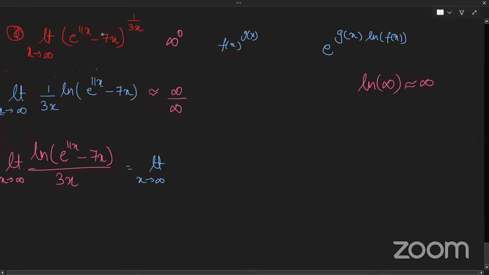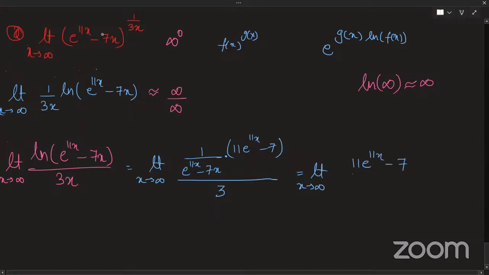What is the derivative of ln x? 1 by x. So it will come down as 1 by e raised to 11x minus 7x. And then I need to differentiate this thing, so it will be 11 into e raised to 11x minus 7, whole divided by what is the derivative of 3x? 3. Great. So I've got limit x tends to infinity, 11 into e raised to 11x minus 7 whole divided by e raised to 11x minus 7x into 3. Which form is this?